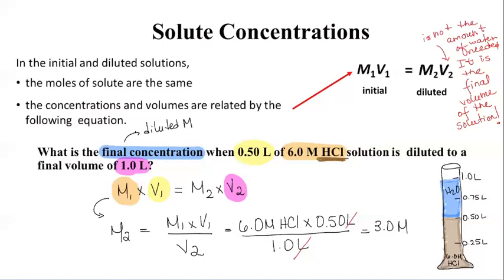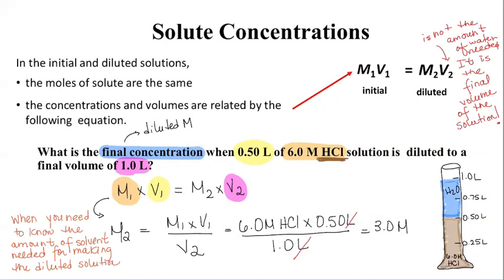In calculations where you need to calculate how much water you need to add, for the water question, let me just do it in the corner so you have those notes. When you need to know the amount of solvent that is needed for diluting a solution, if the solvent is water, the solvent needed is going to be V2 minus V1.